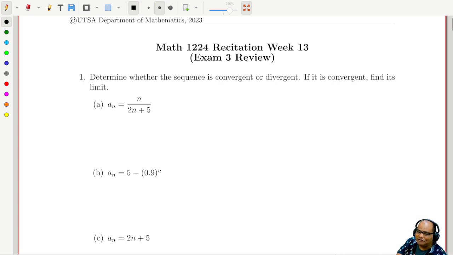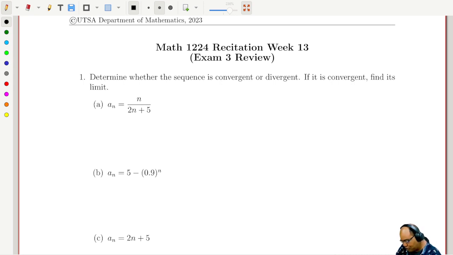Let's take a look at this first one here. We have a sequence a_n, defined by the rule n over 2n plus 5. Remember that sequences are just functions on the natural numbers, or on the non-negative integers if you want: 0, 1, 2, 3, and so on. You plug those in, you get new numbers.